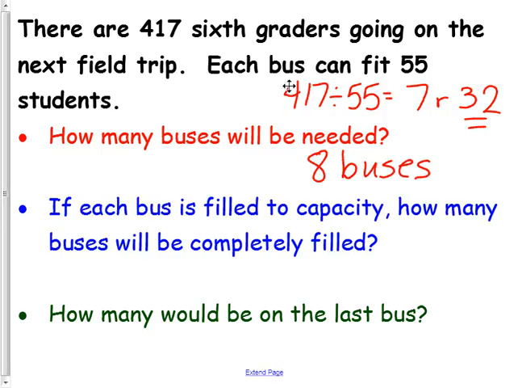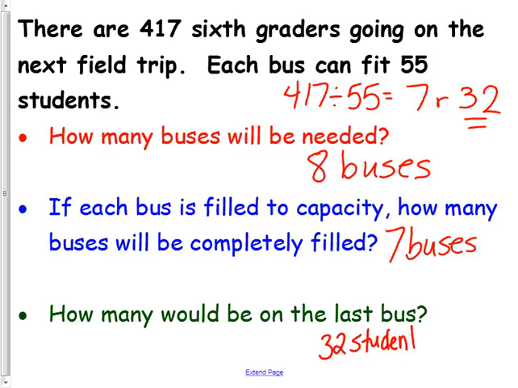If each bus is filled to capacity, how many buses will be completely filled? Well, they're not all completely filled. There's only 7 that are completely filled. And then how many would be on the last bus? Well, that's where our remainder comes in. That's our other 32 students.